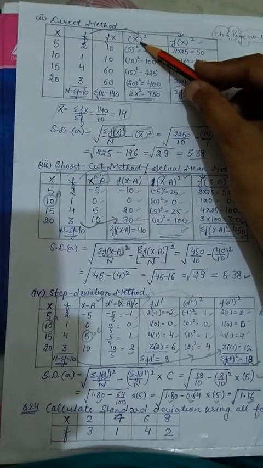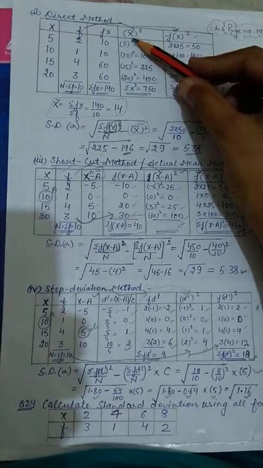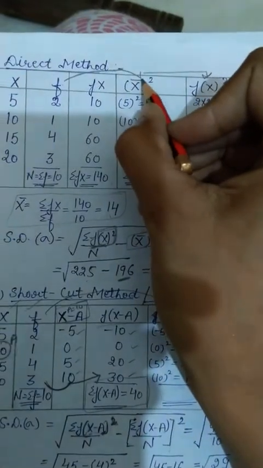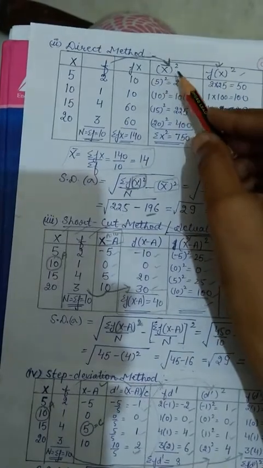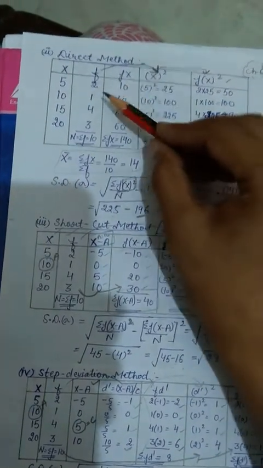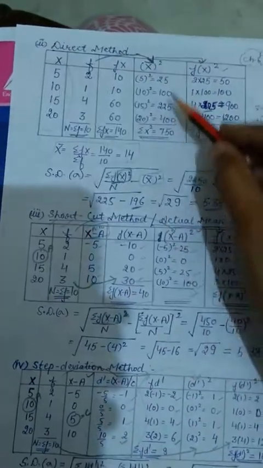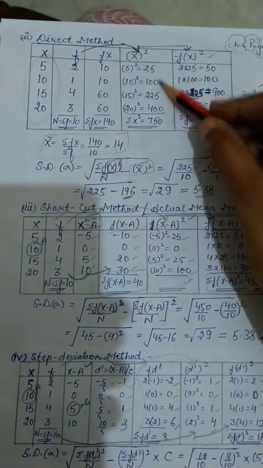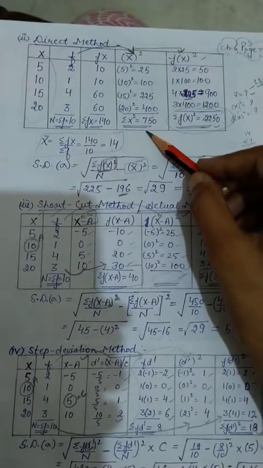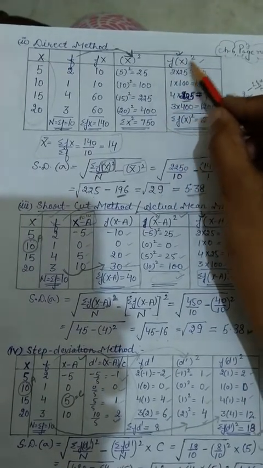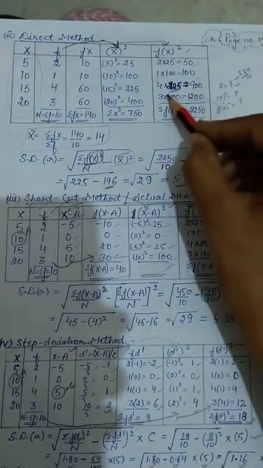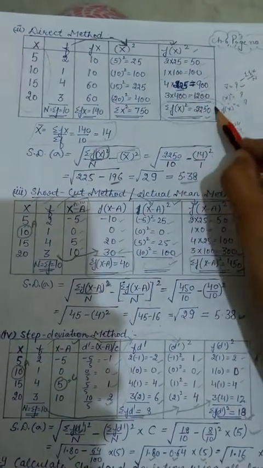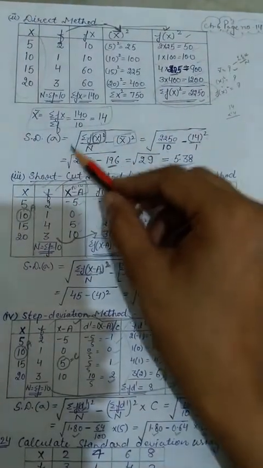So this is what you have done: you have done the square of x values. This is not x bar, this is only your x. So you will do the square of all these values. You have got these squares, and now you need the product of f into x square. So that is 2 into 25, 50, 1 into 100, then 900, then 1200, then you will do the total.